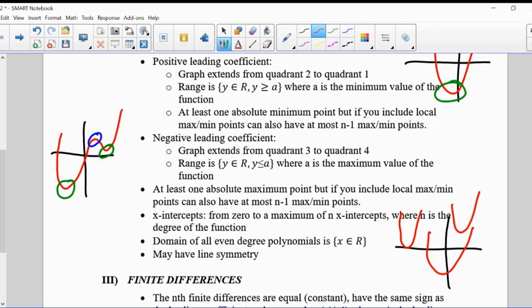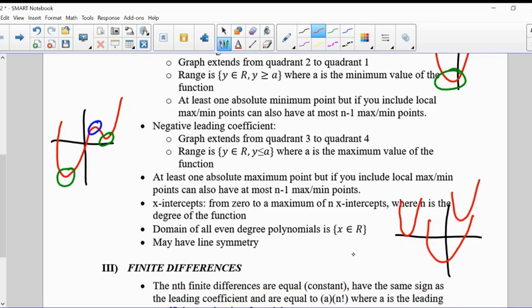So can you see the distinction here between odd degree functions and even degree functions, where odd degree functions have to have at least 1 x-intercept, whereas even degree functions don't have to have x-intercepts at all, right? They can have 0. They can go up to whatever the degree is, but they can have none whatsoever. Hopefully that makes sense. Okay, now the domain of all even degree functions is also all real numbers.